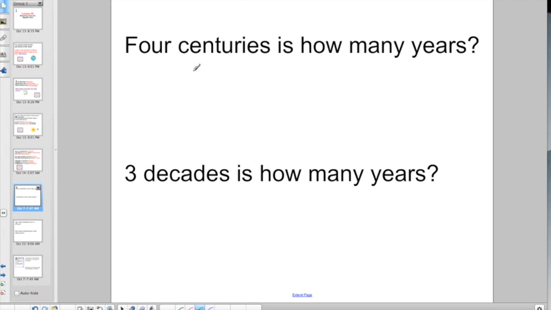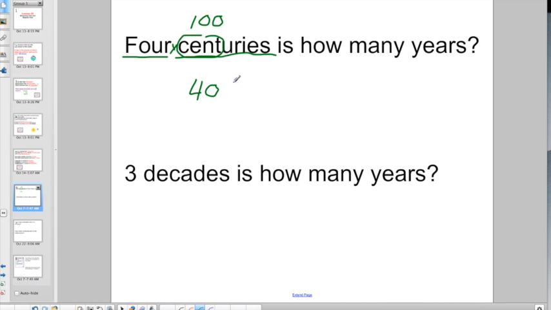So they might ask us some questions like this. 4 centuries is how many years? This is the old number of groups times the number in each group. But the problem is, in order to do that, you got to remember how many is in a century. This is 4 groups with 100 years in each group. So 4 centuries is 400 years, right?